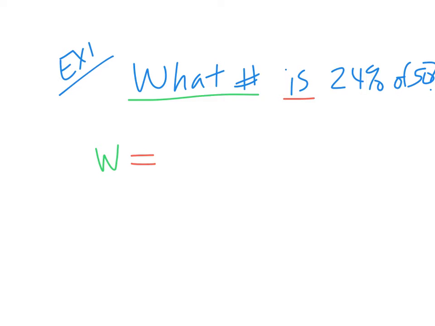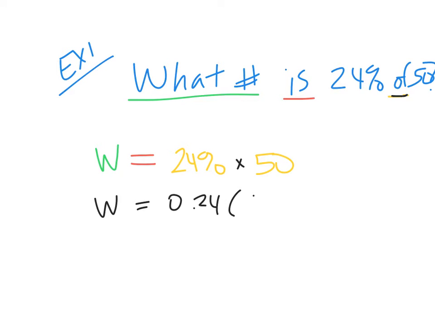And then when I see 24, well, you can just leave it for now. So I'll put 24%. When you see the word of, what does that mean? It means multiplication, absolutely. Times 50. Okay, so now in order to solve this, I just need to change the percent to either a decimal or a fraction. So I'm going to say W equals 0.24 times 50.